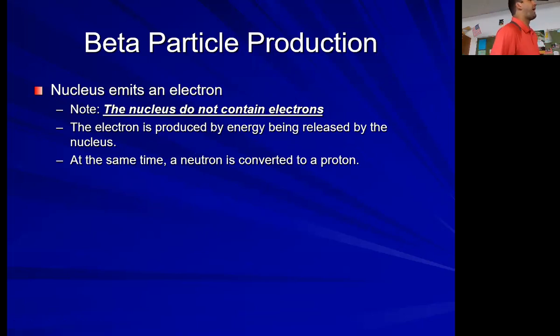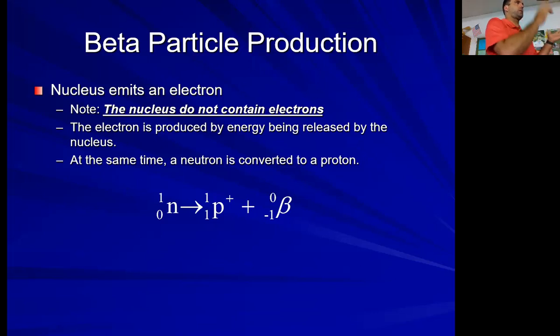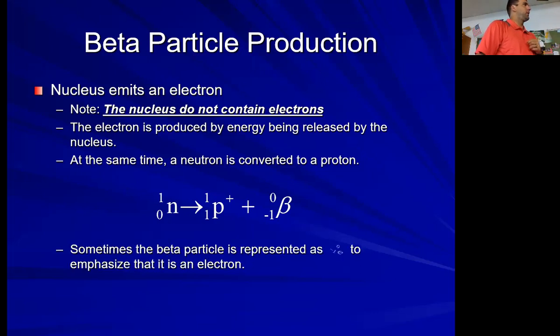It says released by the nucleus. So this is what happens. A neutron is converted to a proton, and because it's converted to a proton, that is where your beta particle comes from. Now notice, are my mass numbers equal in there? 1 equals 1 plus 0. Is my atomic number equal? 0 equals 1 minus 1, correct? So that is where we get that from.